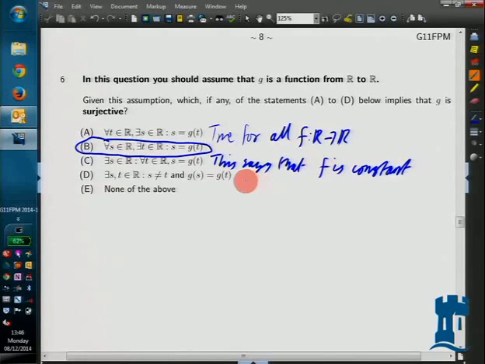And D: there exists an S and T in R, says that S is not T, but G of S equals G of T. What does that one say about the function? It's a many-to-one function, or in other words, it's not injective, okay? So it's a perfectly possible thing. This one says that the function is not injective.